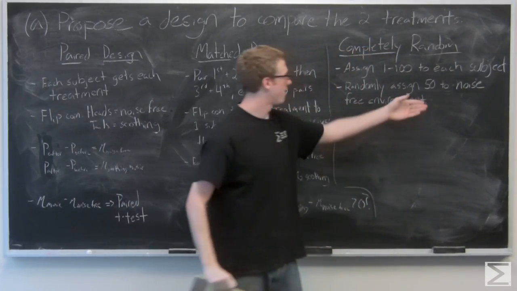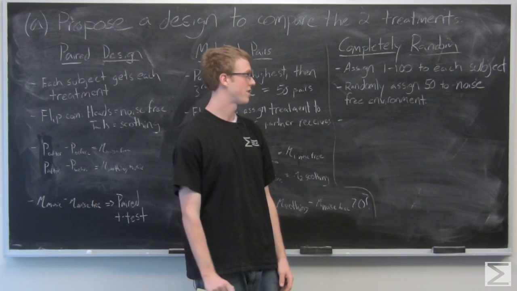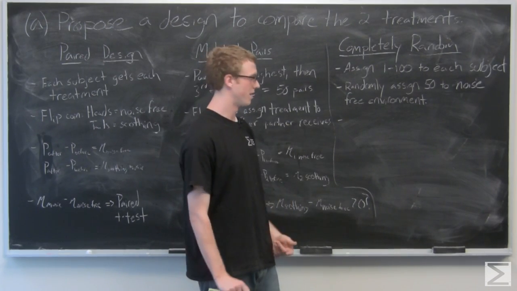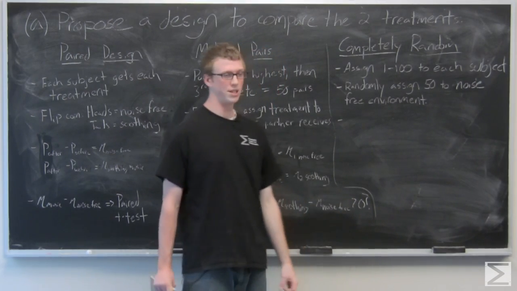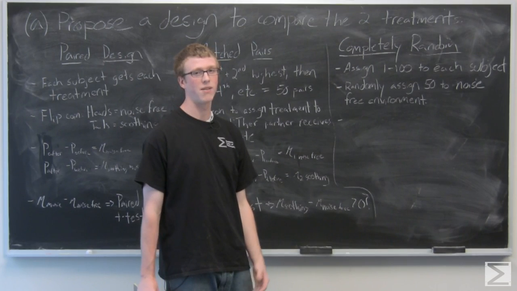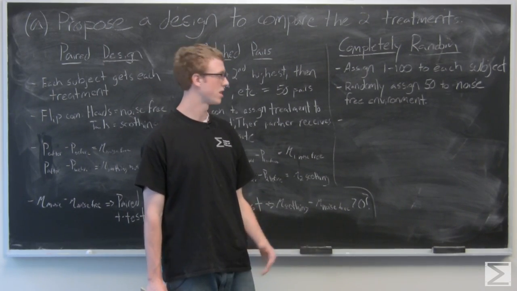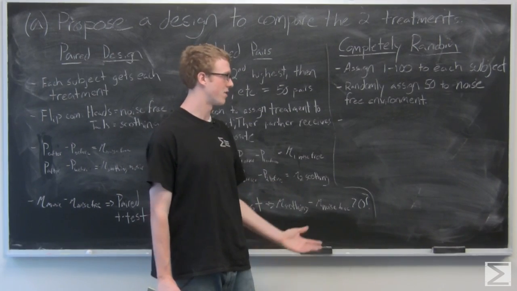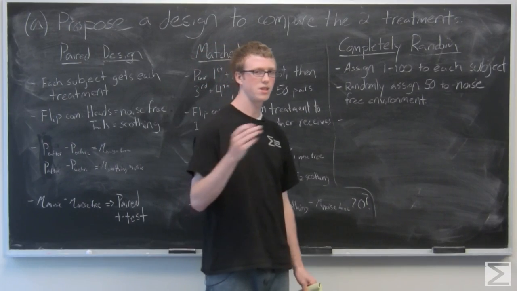So once we have 50 in the noise-free environment, we're just going to take the other 50 subjects and put them in the soothing music environment. And then we're going to do similar calculations that we did in the first two designs. We're going to find out the average difference in blood pressure from listening to soothing music before and after, and the average difference in blood pressure from sitting in the noise-free environment for 20 minutes before and after.